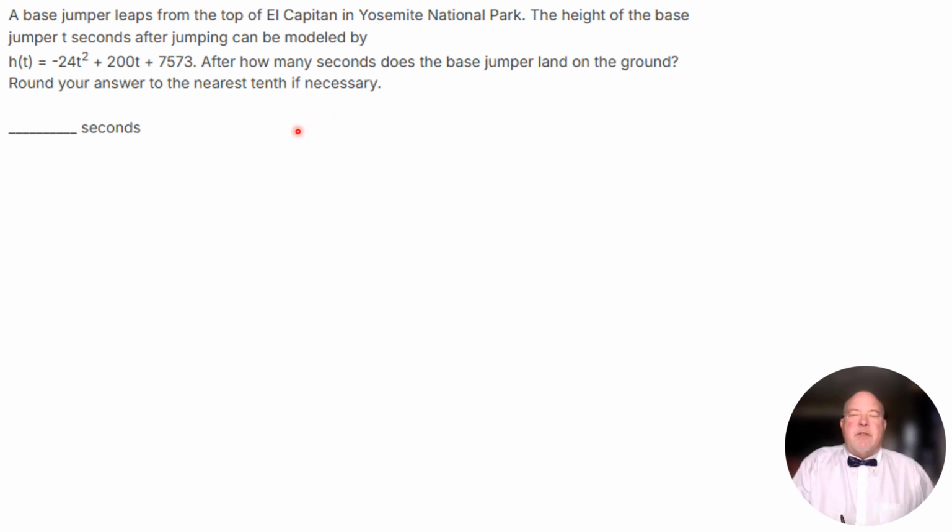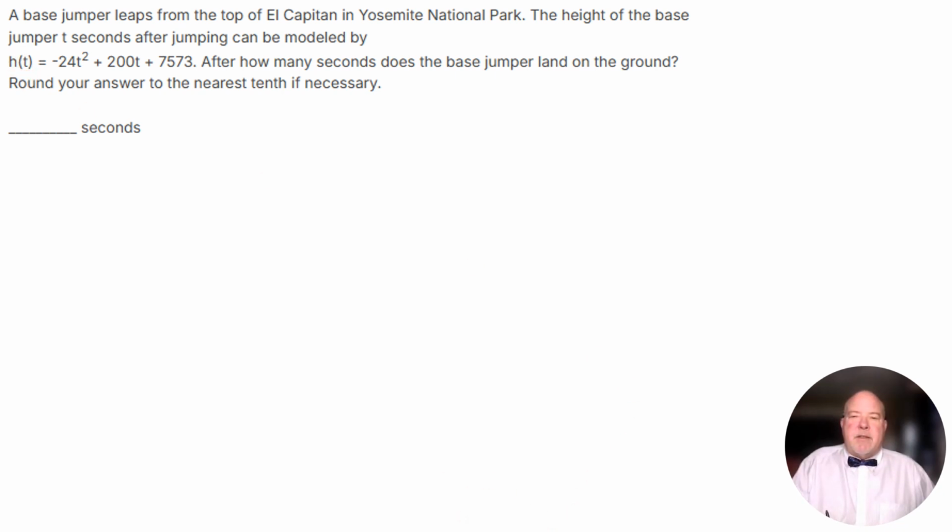So, couple things. First of all, this is a quadratic equation. T represents the time in seconds after you jump, and h represents your height. So you're starting from on top of a mountain and you're jumping, so your height is going to decrease as you come down. And we're wanting to find out how long it takes until you land on the ground. So what would your height be when you land on the ground? It would be 0. So that means the function h of t is going to be equal to 0.